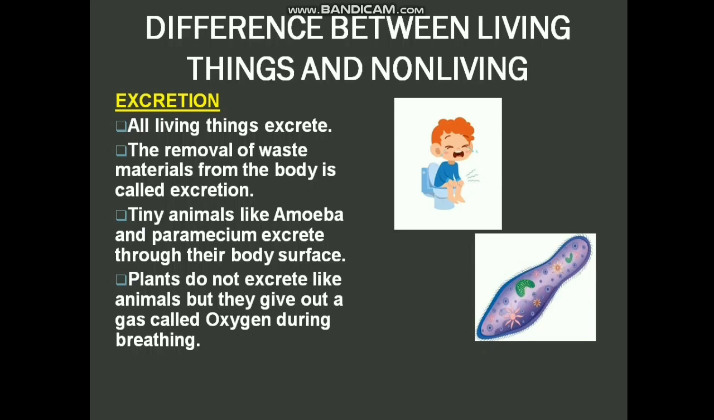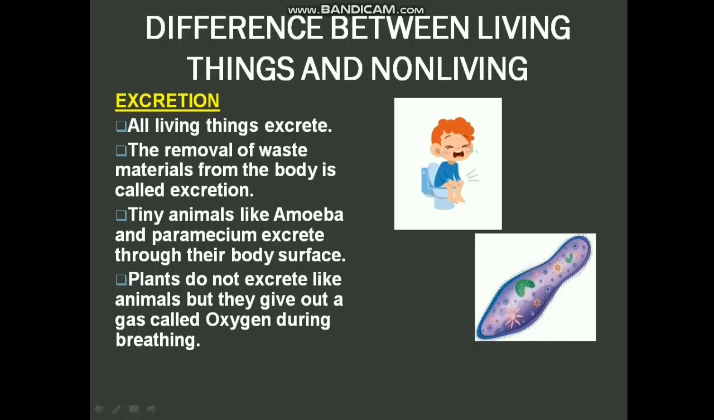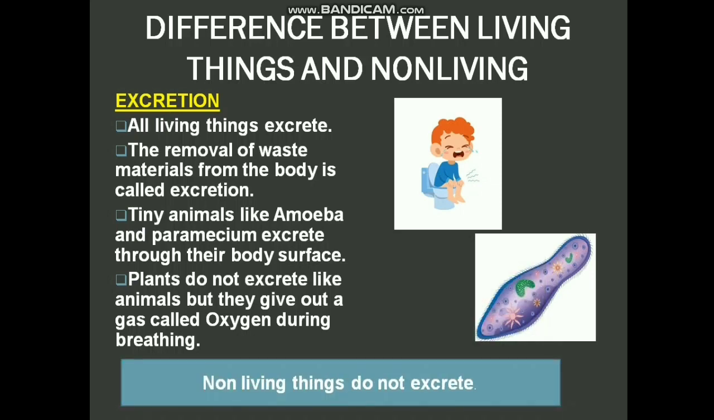Now plants are also living things, but plants do not excrete like animals. They give out a gas called oxygen during breathing. Just now I told you exchange of gases takes place in plants also. Plants take carbon dioxide and release oxygen. So this oxygen is released in the form of excretion. So this was our last topic. By this our chapter is complete. Now we'll do the book exercise.